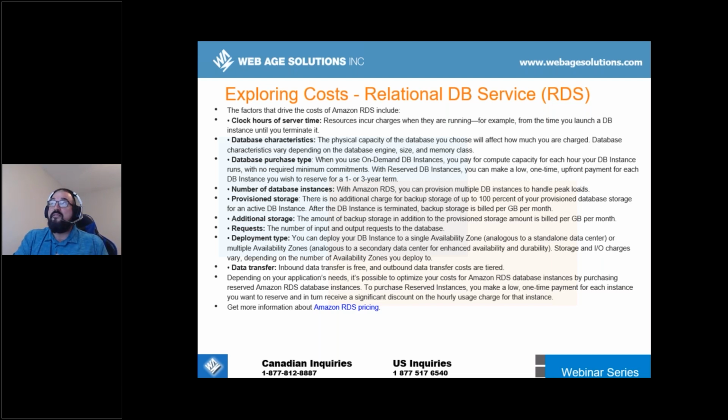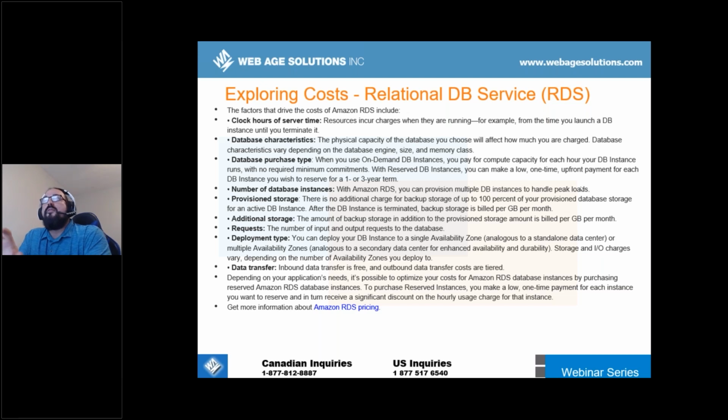Obviously, the number of instances makes a difference. The type of storage makes a difference. How much storage did you ask for? That makes a huge difference. The number of input and output requests in the database show up a lot, especially in the data transfer. And then if you do multi-AZ or read replicas, then obviously you're going to pay for all those engines as well, right?